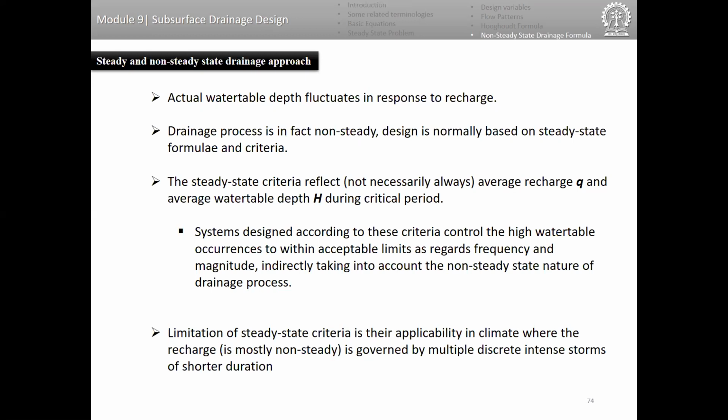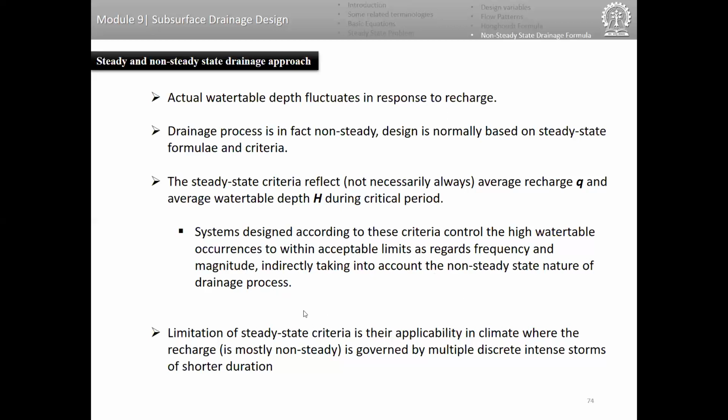Since we are designing for the average condition, we are taking care of fluctuation like that. The system designed according to this criteria, that is steady state criteria, controls the high water table occurrence to within acceptable limits as regards frequency and magnitude, so that indirectly it is taking into account the non-steady state nature of the drainage process.